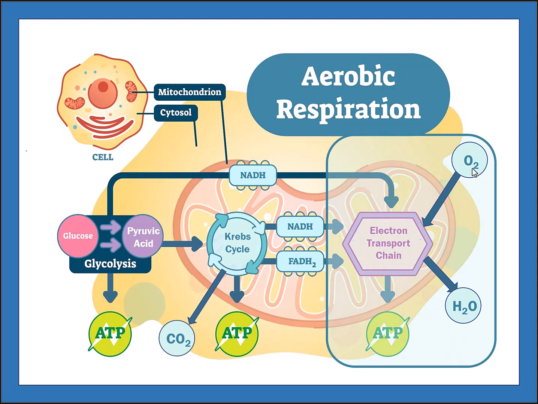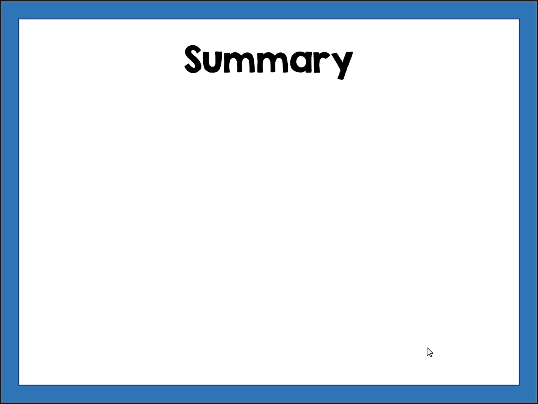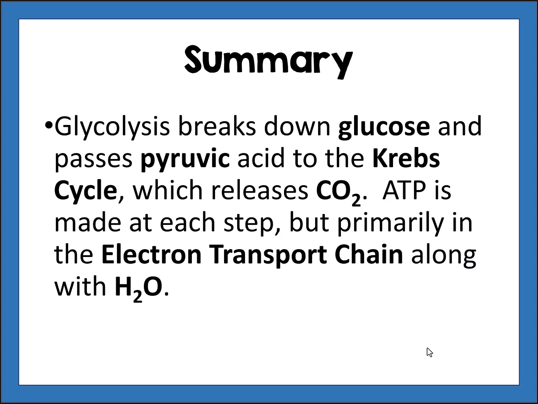And as you can see, oxygen's coming in here and water's being removed as we are picking up a couple of high energy electrons and dropping them off, and the rest of them are being used to create this large amount of ATP. So in summary, glycolysis breaks down glucose and passes pyruvic acid to the Krebs cycle, which releases carbon dioxide. ATP is made at each step, but primarily in the electron transport chain, along with H2O, water.